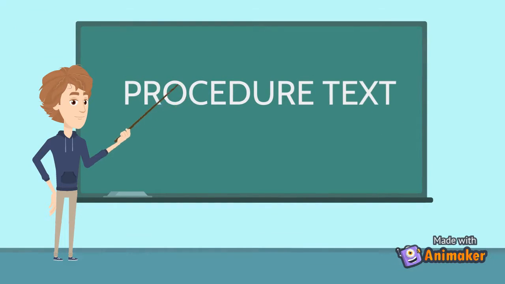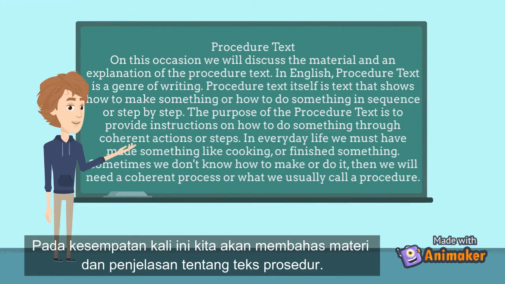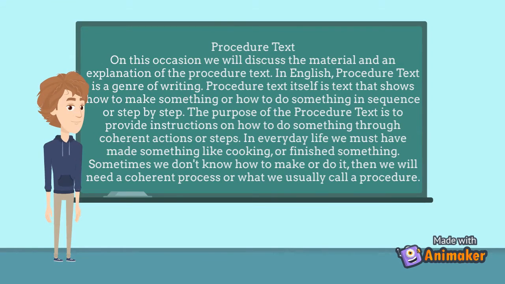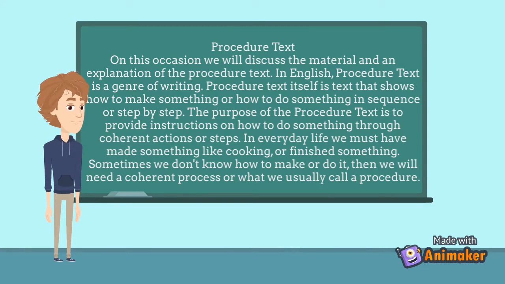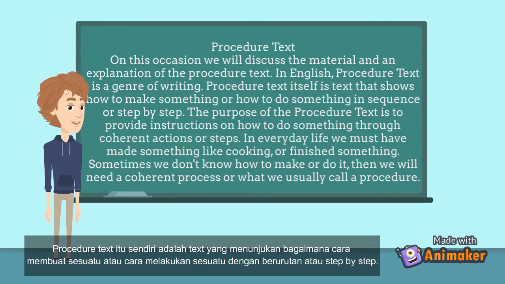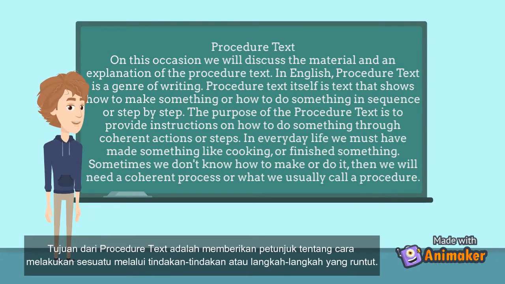Today, I will provide material on procedure text. Let's look carefully at the explanation. Procedure text. On this occasion we will discuss the material and an explanation of the procedure text. In English, procedure text is a genre of writing. Procedure text itself is text that shows how to make something or how to do something in sequence, step by step. The purpose of the procedure text is to provide instructions on how to do something through coherent actions or steps.